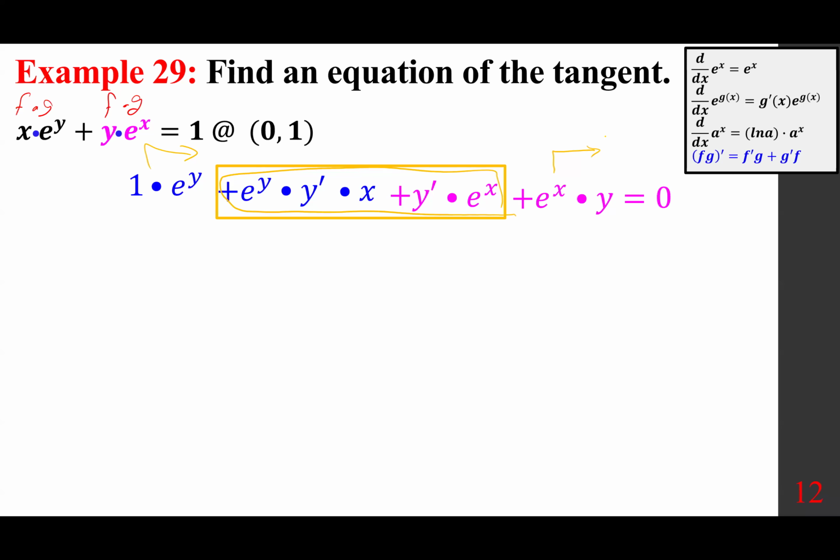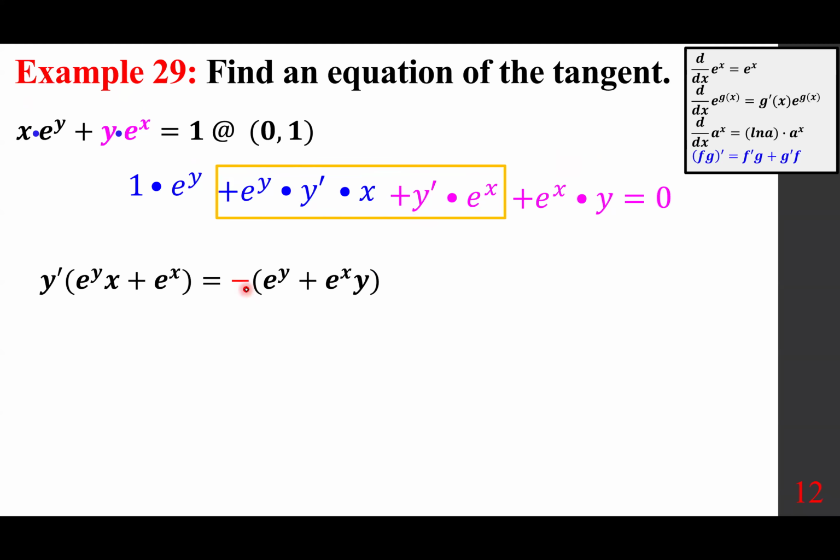So this part, we factor the y prime. So y prime comes out, e to the power of y times x plus e to the power of x. These two, they move to the right, and both of them take a negative sign. So y prime is the right side divided by the coefficient of y prime. This one we have done the factoring. This is what we get.